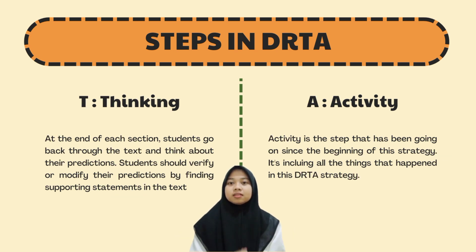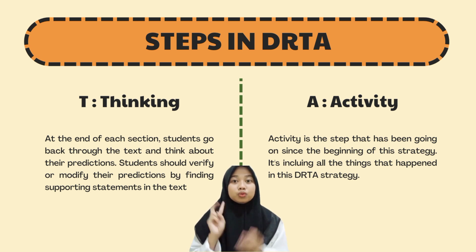The third step is T for Thinking. At the end of each section, students go back through the text and think about their predictions. Students should verify or modify their predictions by finding supporting statements in the text. The teacher asks questions such as: 1. What do you think about your predictions now? 2. What did you find in the text to prove your predictions? 3. What did you read in the text that made you change your predictions?